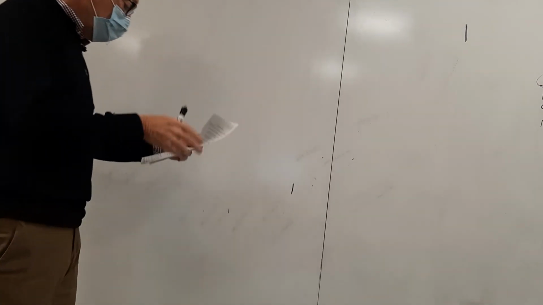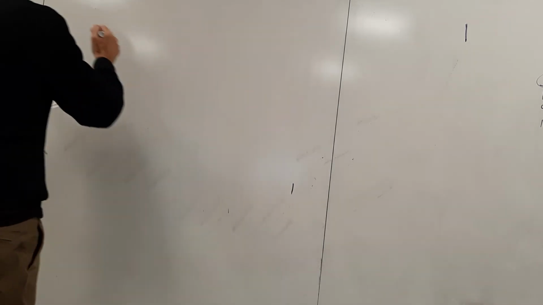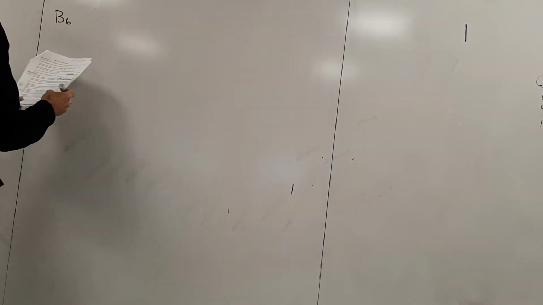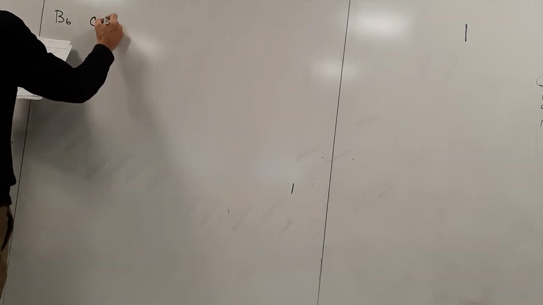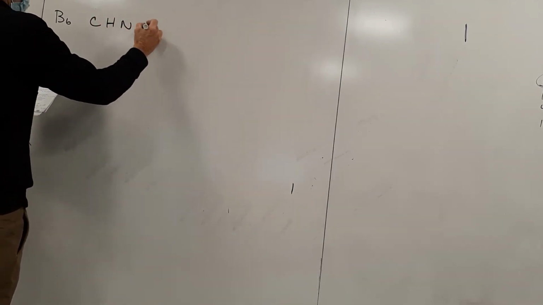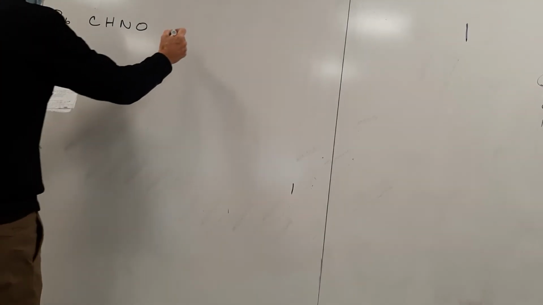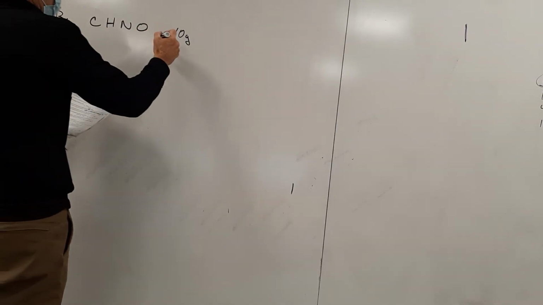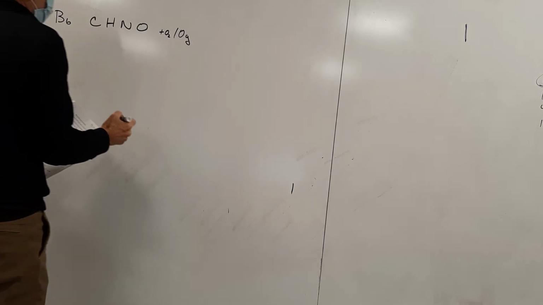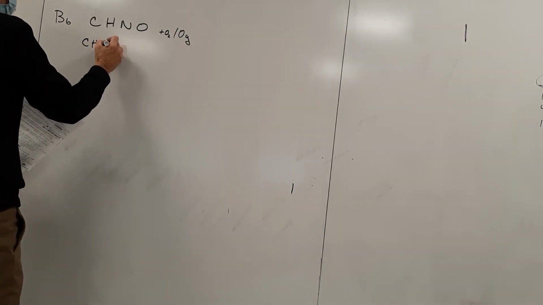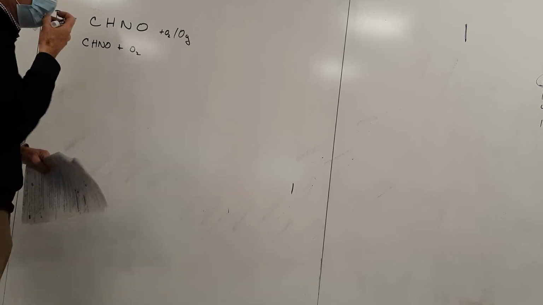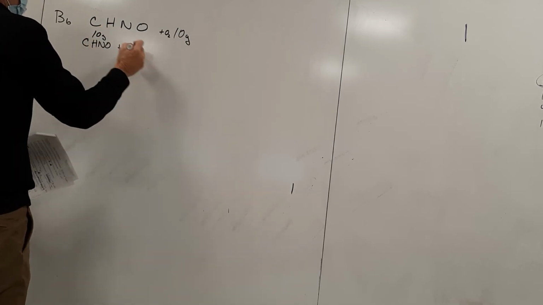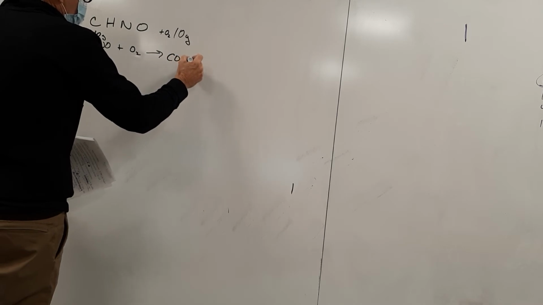Okay, you guys are back. Let's look at this problem. This problem is a little bit different because it says B6 contains carbon, hydrogen, nitrogen, and oxygen. And when I have 10 grams of it burning in oxygen, so now I'm adding oxygen to it, I'm going to have CHNO plus O2, because I'm burning it in excess oxygen. I've got 10 grams of it, and I'm going to get carbon dioxide plus water.